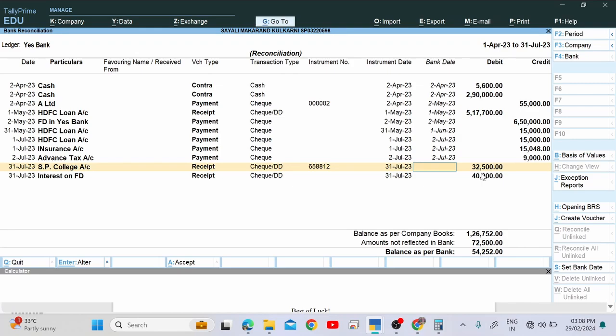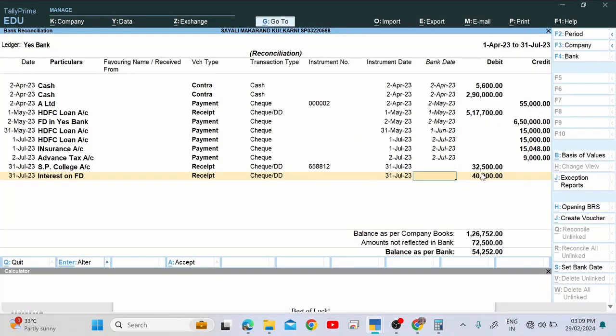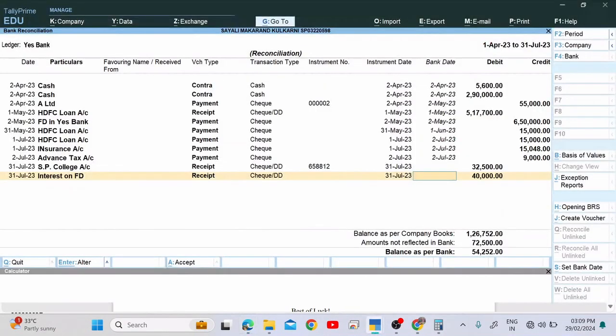Therefore this 32,500 entry is not given in the statement. So you can skip it, no need to type, it is not there in the statement. Therefore don't write the date. If you do not write, Tally will understand. And then FD interest 40,000. Now just 31st July, say here 31st/7, enter. And finally we have given every information, accept it.